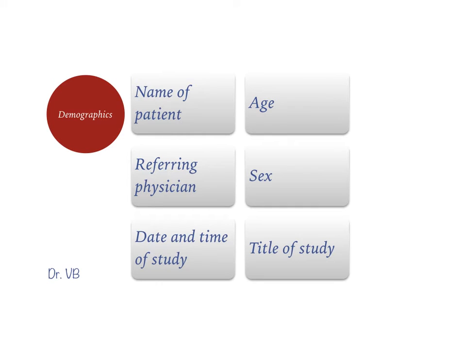Demographics can be broadly consisting of the name of the patient, the age, the sex, details of the referring physician, the date and the time of the study, and the title of the study. Usually, most of the radiology information system, or the RIS, tend to contain these details already entered by default. If not, you need to make sure that all of these are documented appropriately. Preferably, even the time of the study would be ideal.